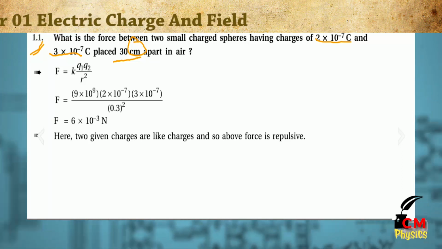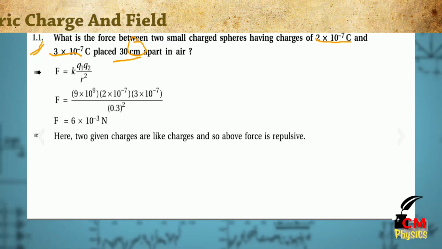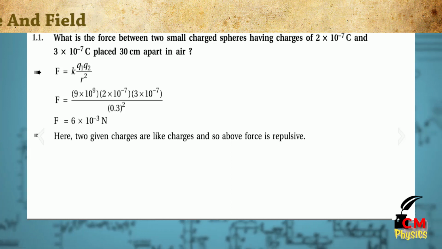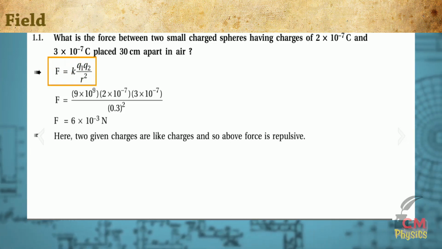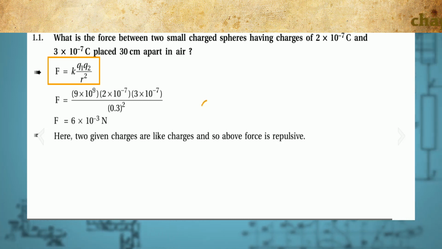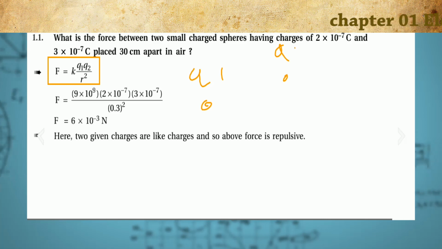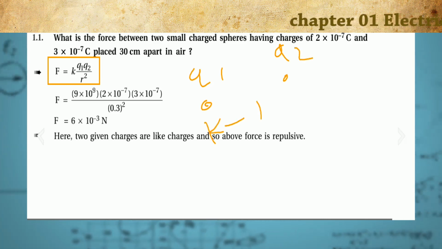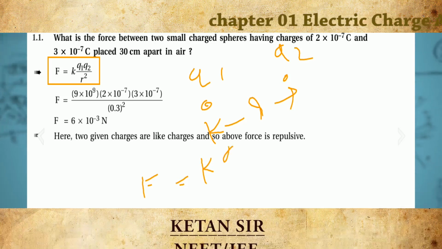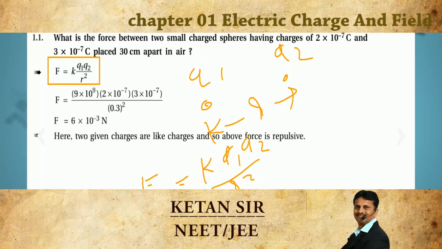Generally, this question is related to Coulomb's law. And the formula of Coulomb's law you know very well. F is equal to K Q1 Q2 by R square, where Q1 is one charge, Q2 is another charge, and the distance between the two charges is R. Then the force F is equal to K Q1 Q2 by R square. That is known as Coulomb's law.